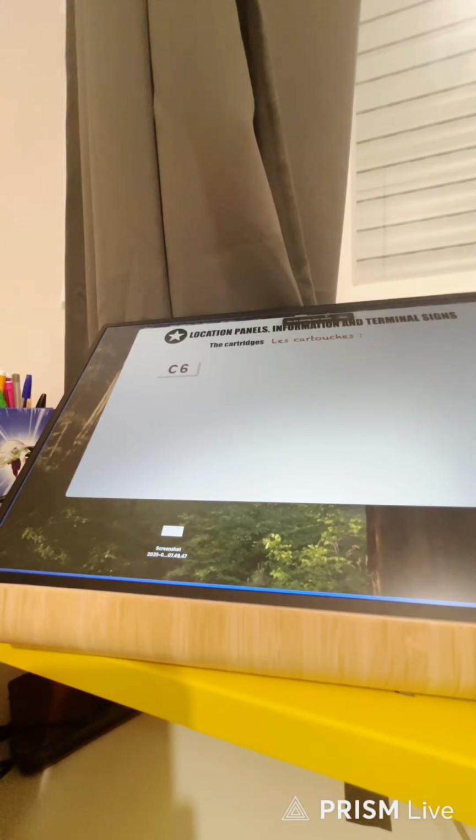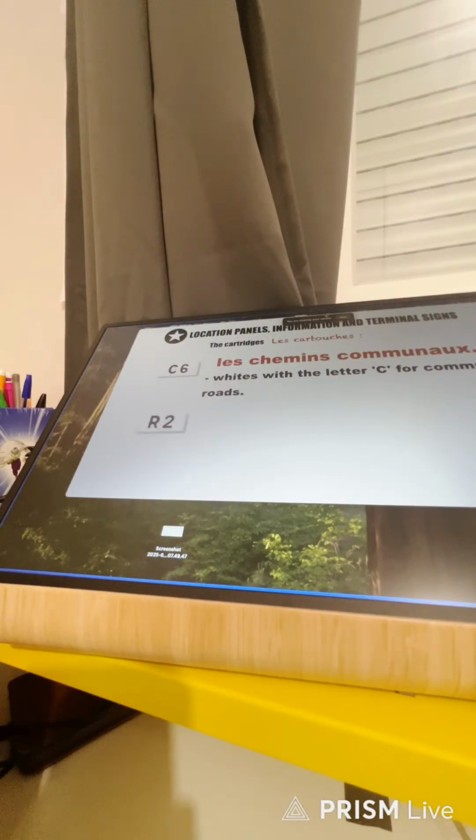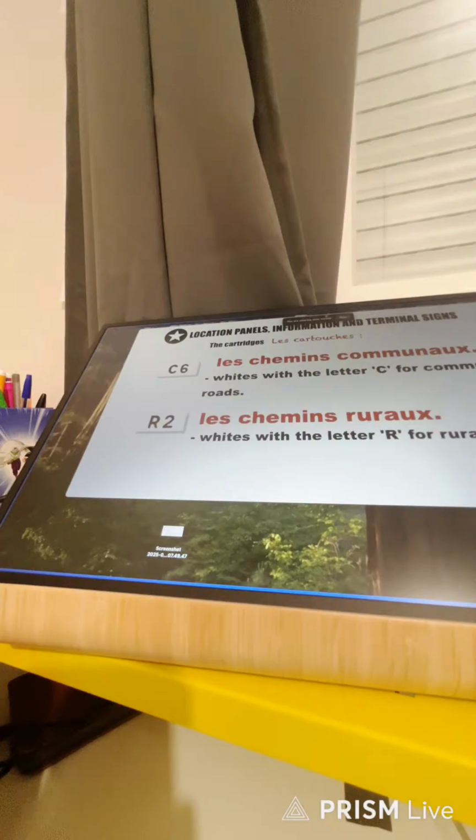The next panel, which is C, anywhere you see C, you should know that it is called le chemin communal. Okay, that is a common road where you are driving. You know, commune is under an important city. Rural is under commune. So this one is a chemin rural, for rural road. So take note of that.